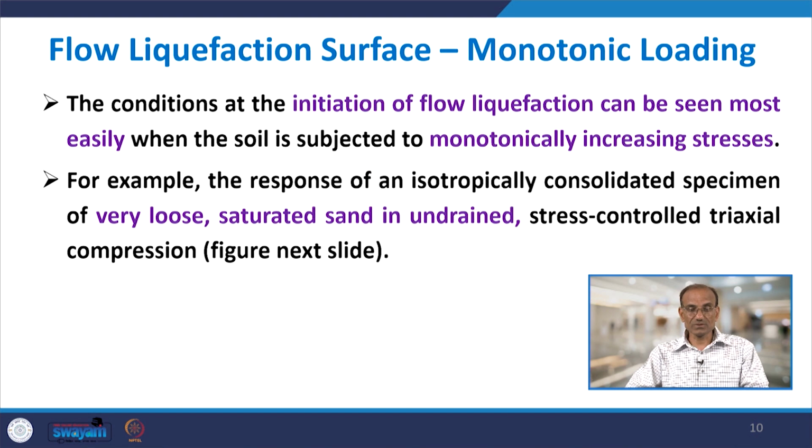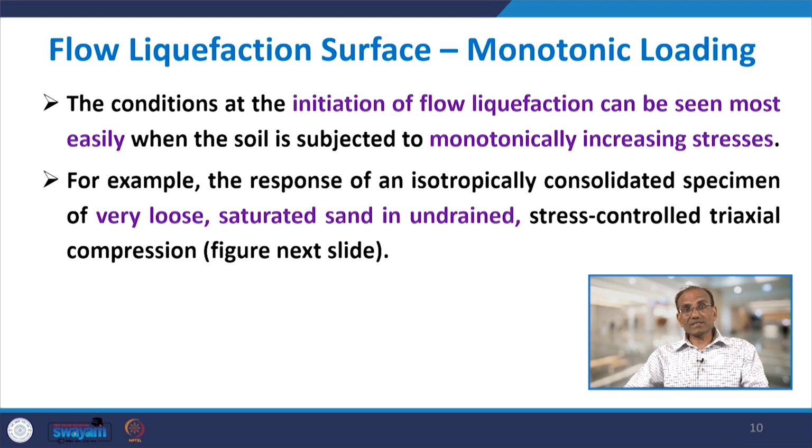Now we come to the flow liquefaction surface, and it will be discussed in 2 parts: one is monotonic loading and another is cyclic loading. Let us discuss monotonic loading first. The condition at the initiation of flow liquefaction can be seen most easily when the soil is subjected to monotonically increasing stresses. That means it is kind of static, but increasing, not constant. It is not increasing in terms of cycles; rather, the magnitude of the loading increases continuously, and there is no frequency, it is monotonic only.